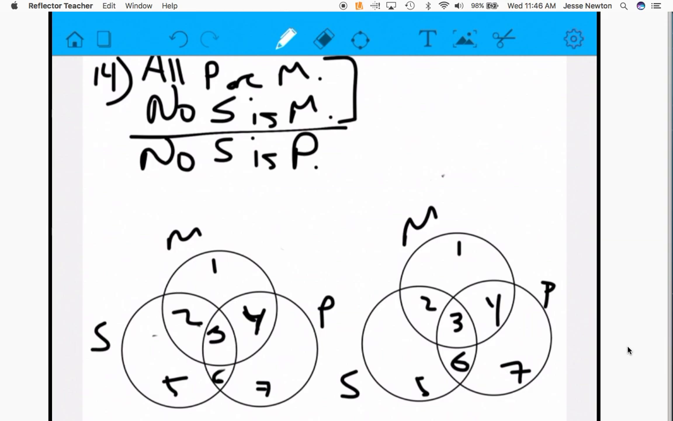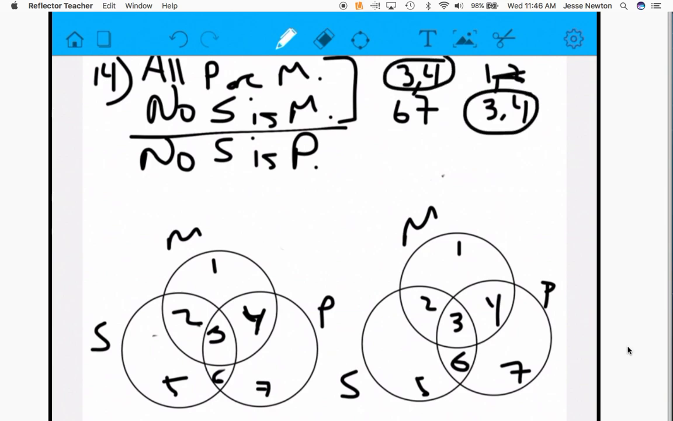Why not? And it's saying all P, which is 3, 4, 6, and 7, are M, which is 1, 2, 3, and 4. We circle the regions of overlap. All right, we scribble this one out. We don't matter. And we're saying all of it is in 3 and 4. And if all of it is in 3 and 4, that means none is in 7 and none is in 6. None is in 6 or 7. That's how we show this premise right here.